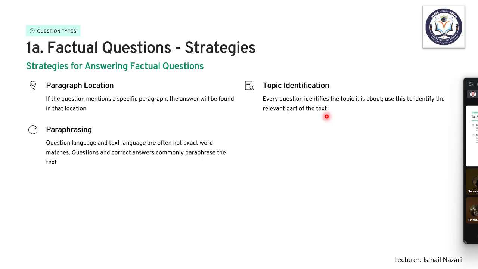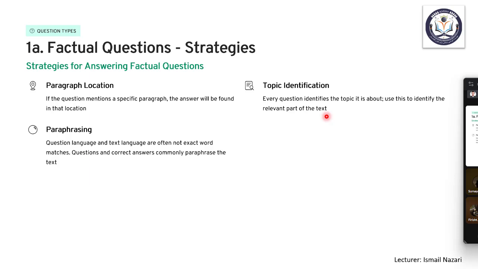The next is paraphrasing. Check out which answer choice paraphrases the information which is stated. So the correct answers would be usually paraphrased. They don't use exact wording. They don't copy part of the text. So check that one and find the correct paraphrase of the text. That would be the correct answer.